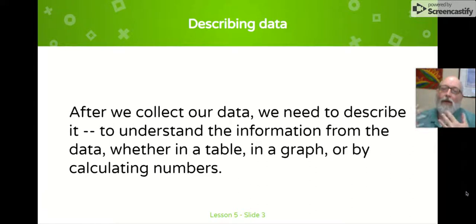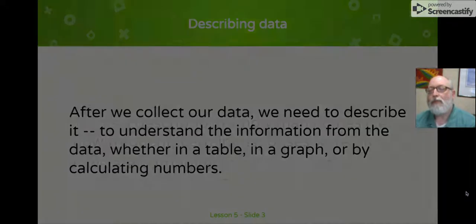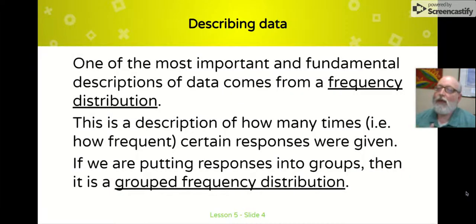After we collect our data, we need to describe it to understand the information from the data, whether in a table or in a graph or by calculating numbers. One of the most important and fundamental descriptions of data comes from a frequency distribution. This is a description of how many times, that is, how frequent certain responses were given. If we're putting responses into groups, then it's a grouped frequency distribution.